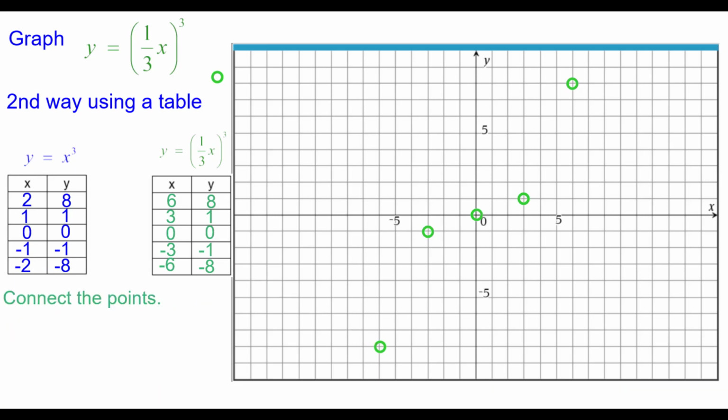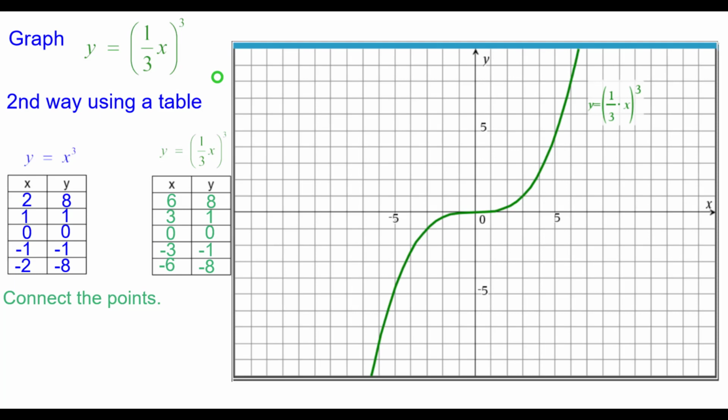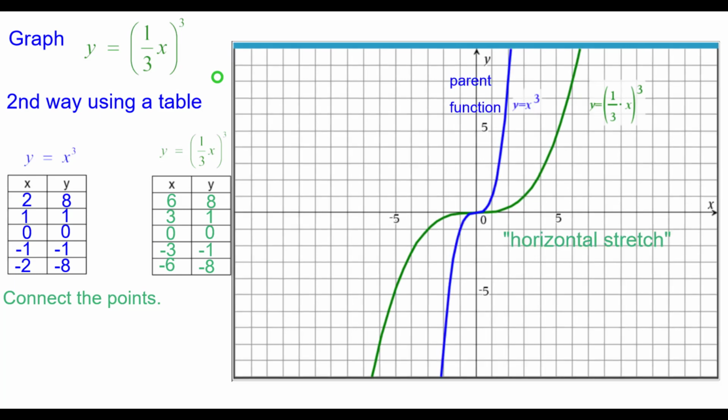Connect the points, the cubic looking graph, and compare that to the parent function. And this green one is a horizontal stretch to the blue one.